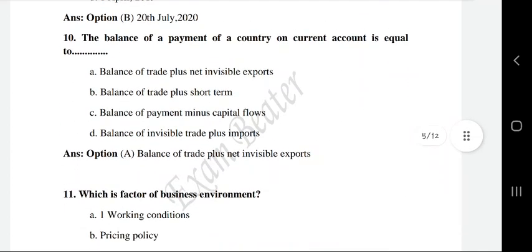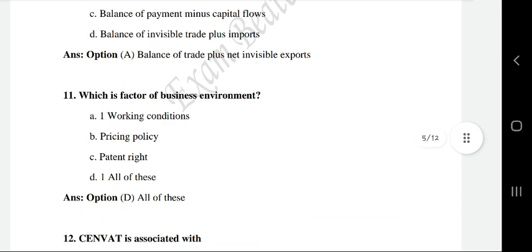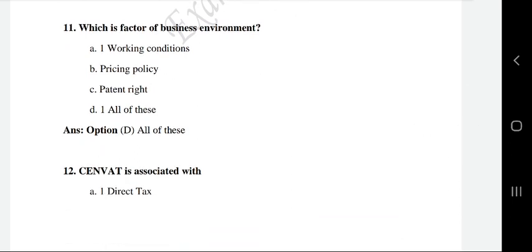Question number 10. The balance of payment of a country on current account is equal to. Options: balance of trade plus net invisible exports, balance of trade plus shorter, and balance of payment minus capital flows, balance of invisible trade plus imports. Option A is the answer, balance of trade plus net invisible exports. Then, which is a factor of business environment?